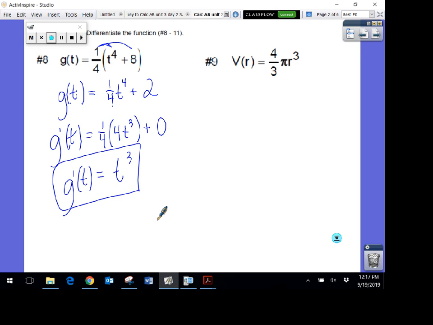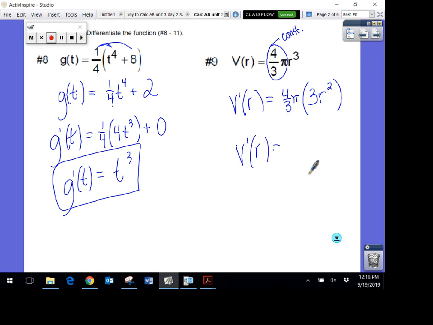All right, here, there's no parentheses, there's nothing to clean up, but we have to think of this right here, 4/3 pi, that is a constant. That's your c right there. So v prime of r, if we want to show this middle step again, 4/3 pi is our constant. Then we can take the derivative of r to the third, bring the 3 down, r to the 3 minus 1, squared. And now we have to multiply those things together. We can't leave it like that. 4/3 times pi times 3 is 4 pi r squared.